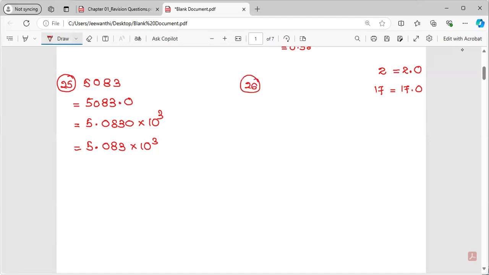Question number 26, you have 4090. And here I write 4090.0. Then I write 4.0900 × 10 to the power 3. And I write 4.09 × 10 to the power 3.